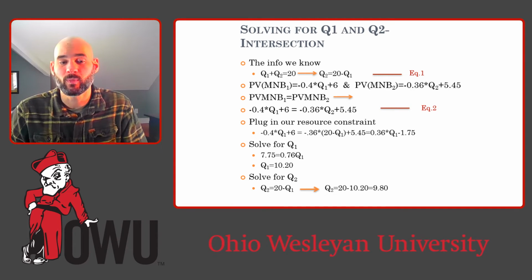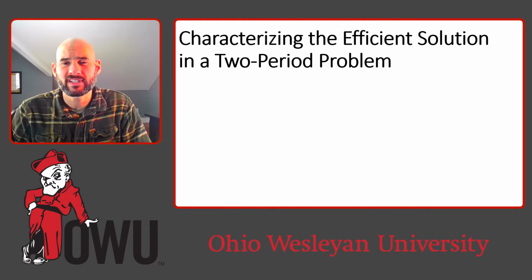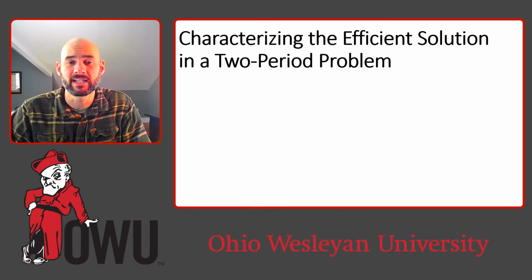So once again, just relatively simple algebra. I don't need to overthink this part of it. So why do we solve it by setting the present value of the marginal net benefit curves equal to each other?